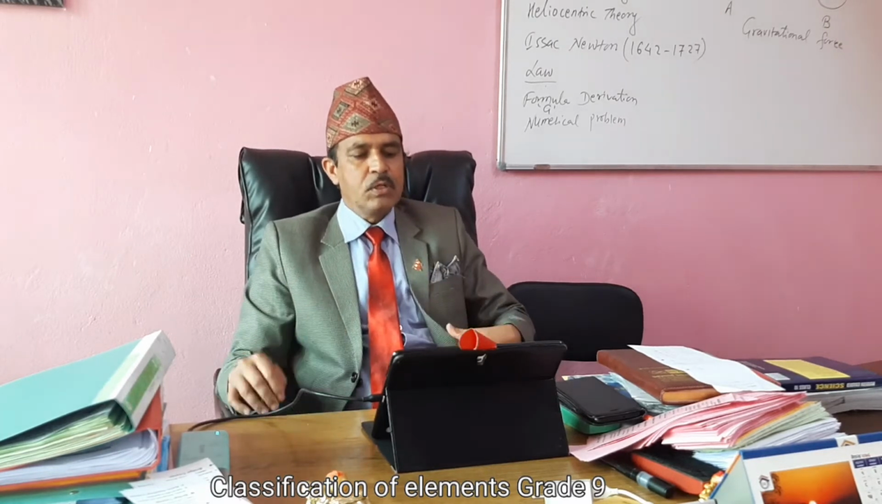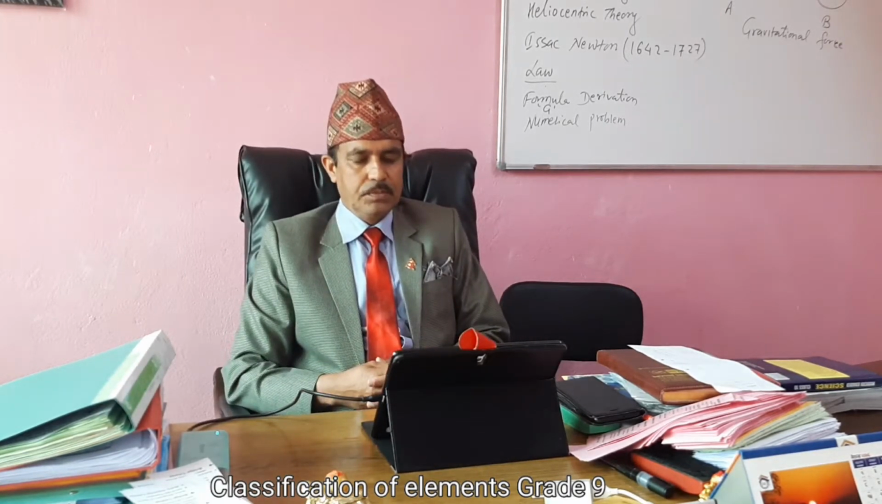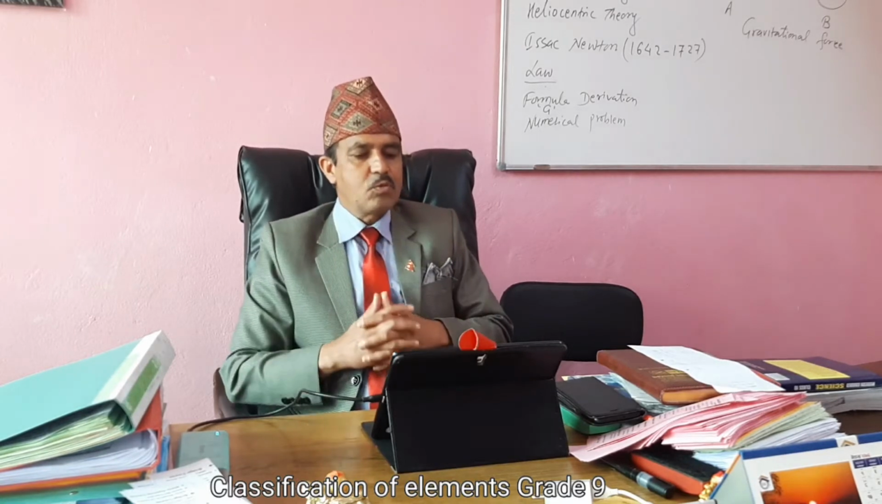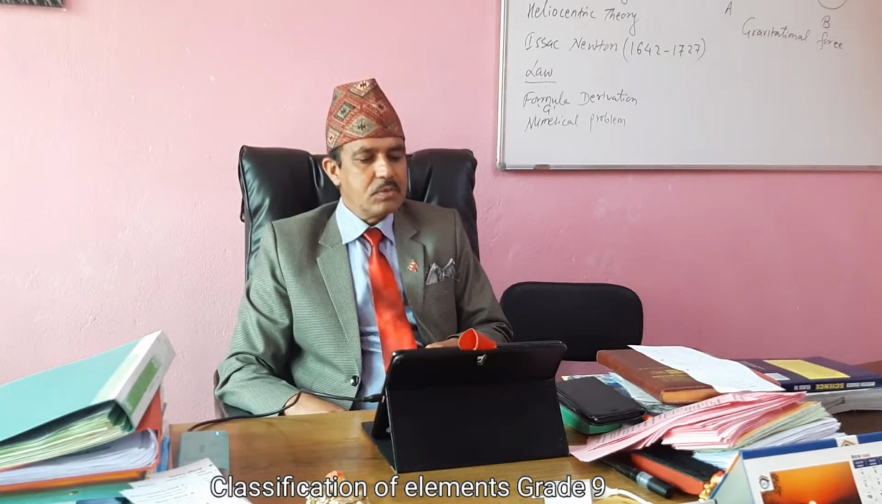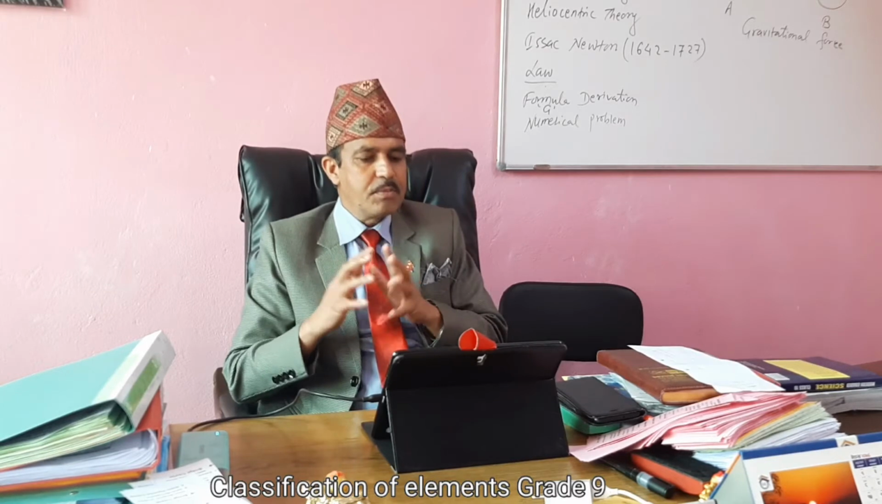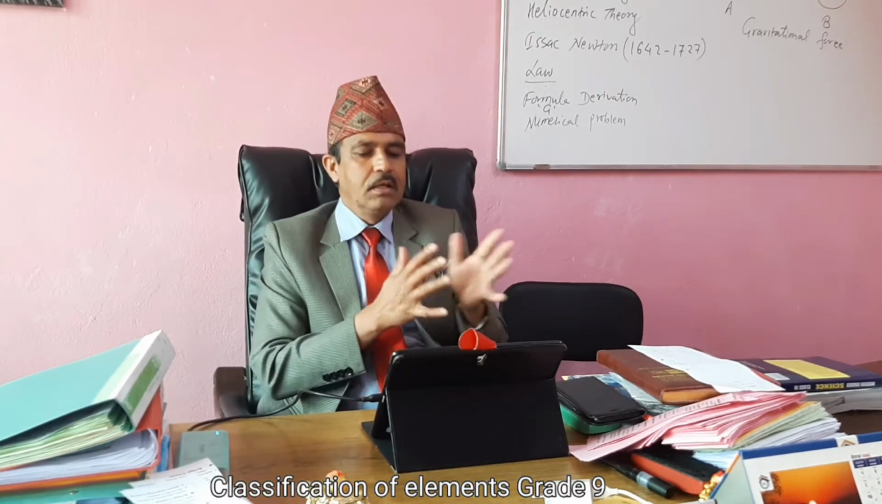Students, let's discuss the next thing. What is the relation between gram and AMU? Very simple. 1 gram equals 6 times 10 to the power 23 AMU. It means if 6 times 10 to the power 23 protons are combined together, that will be equal to 1 gram.